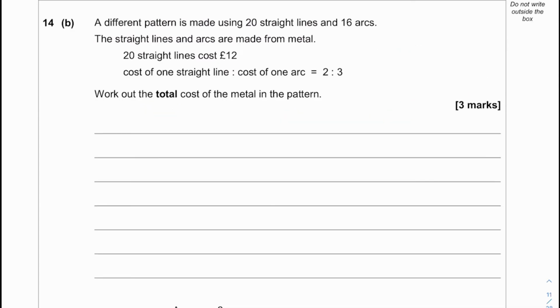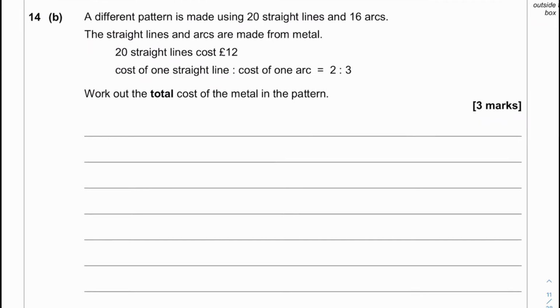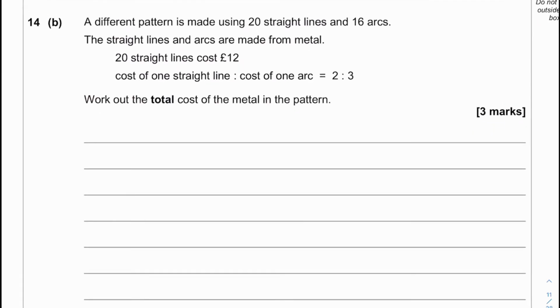So for question 14b, we are told we've now got a different pattern, and it's made using 20 straight lines and 16 arcs, and the straight lines and arcs are made from metal. Okay, so we've got 20 straight lines and they cost £12, and the ratio of cost for 1 straight line to 1 arc is 2 to 3, and we need to work out the total cost of the metal in the pattern. Right, okay, so we've got 20 straight lines in total and 16 arcs.